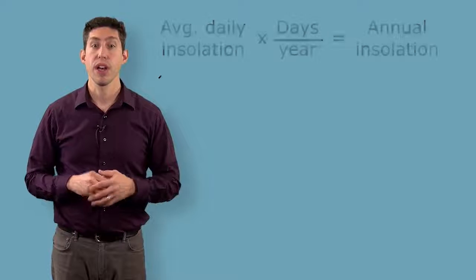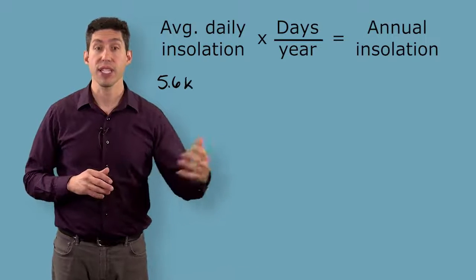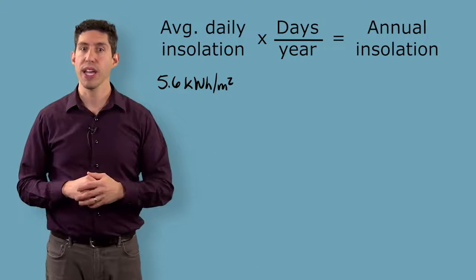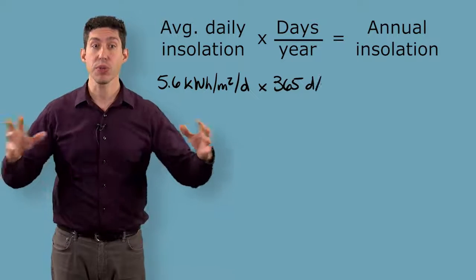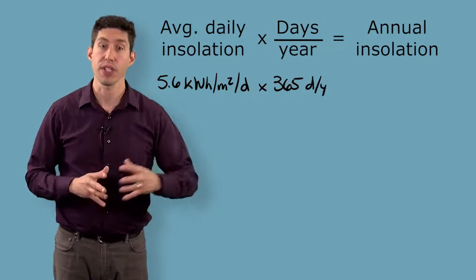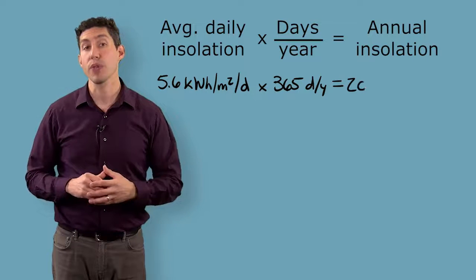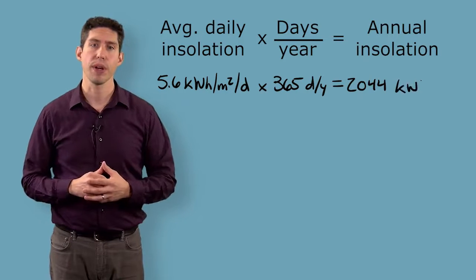What do we do with these values? Well, these are daily insolation values averaged over the course of the year, or the energy per square meter per day on average. If we know the energy is, say, 5.6 kilowatt hours per square meter per day, and multiply by the number of days per year, we end up getting the annual incoming solar radiation, or insolation, which is 2,044 kilowatt hours per square meter per year.